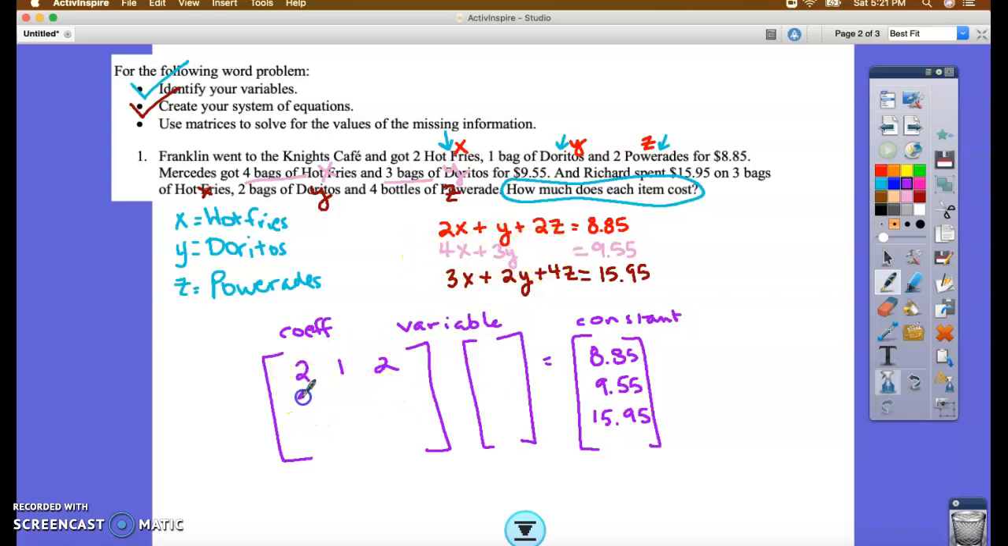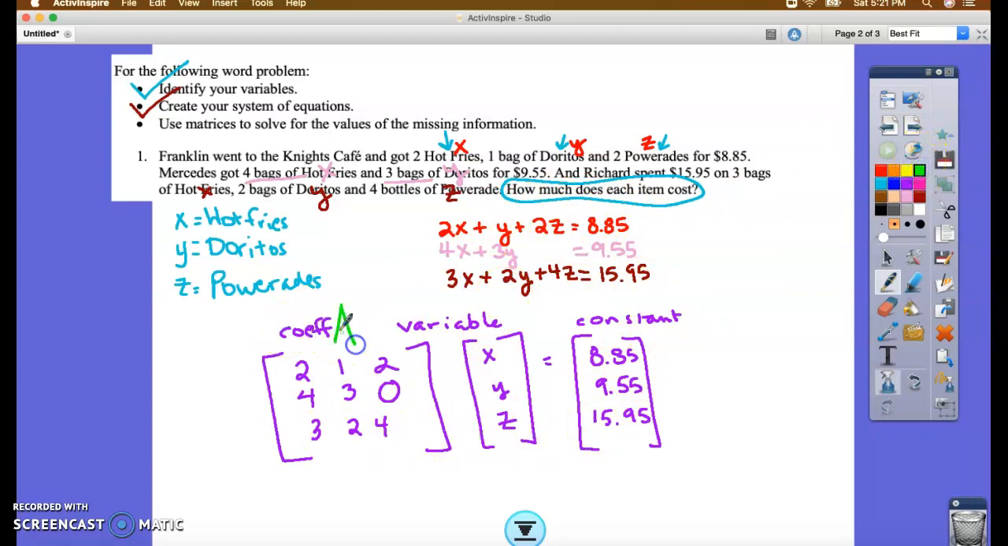Mercedes is going to be 4, 3, and what should I put here? If there's nothing there, a 0. And finally, Richard, 3, 2, 4. Hi guys, by the way. My variables are X, Y, Z. I have just taken Algebra 1 and made it into pre-calculus. Yeah.